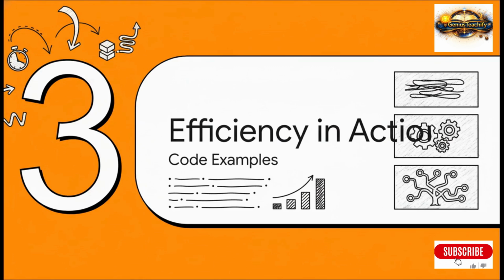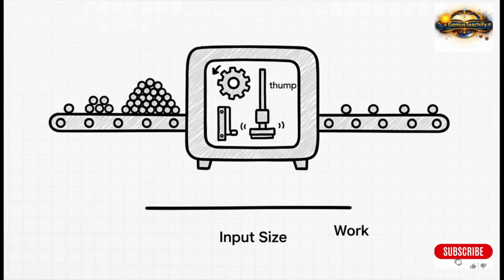Let's get our hands dirty and see how this actually works with real code. We're going to look at 3 different levels of efficiency to see these rules in action. First up, level 1, constant time. This is the dream, folks.